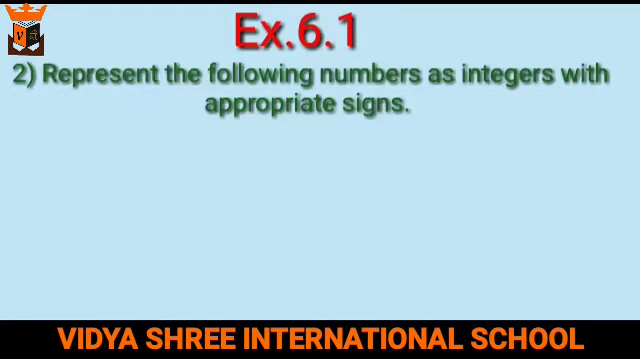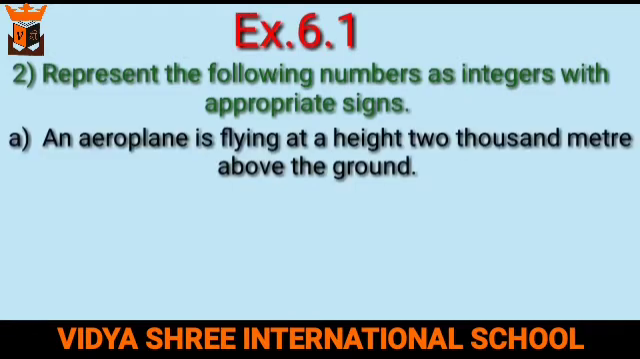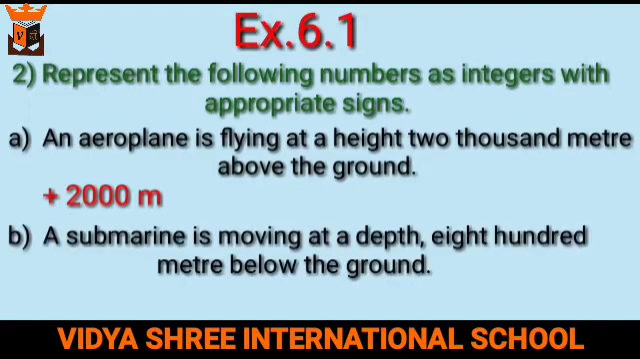Question number 2 is represent the following numbers as integers with appropriate signs. First one is an aeroplane is flying at a height 2000 meter above the ground. So this will be represented as plus 2000 meter. B part is a submarine is moving at a depth 800 meter below the ground. So it will be represented as minus 800 meter because it is below the ground.